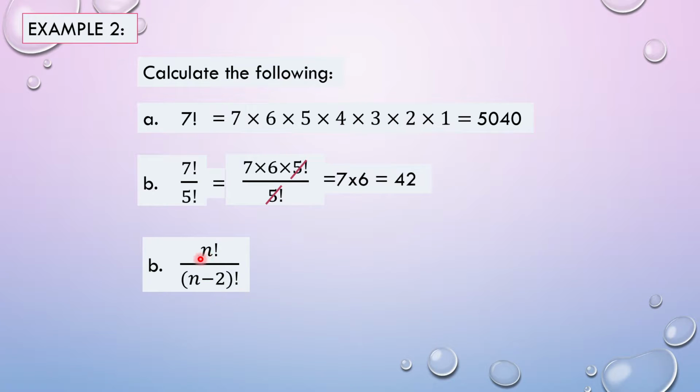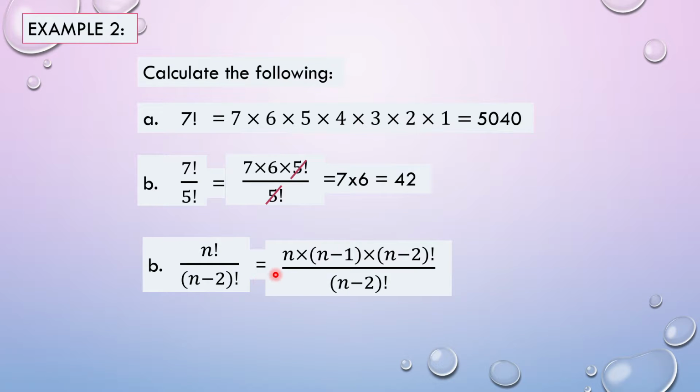Next, let's say you have n factorial over n minus 2 factorial. Now for n factorial, I'm not going to expand all, so n times n minus 1 times n minus 2 factorial, I stop here, over n minus 2 factorial. So n minus 2 factorial and n minus 2 factorial can be cancelled, and the final answer will be n in brackets n minus 1.